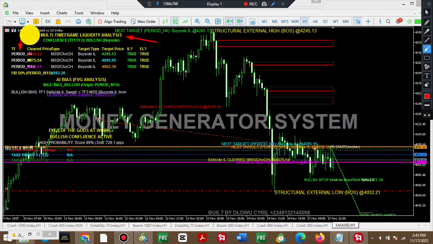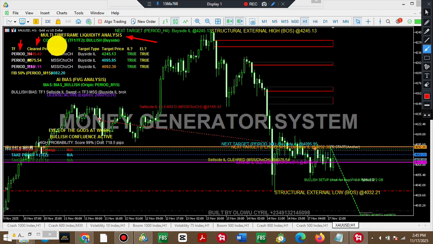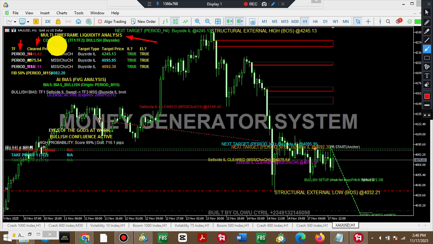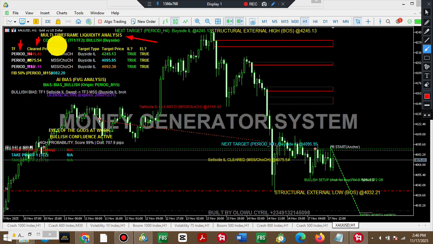Now, it has another part which states cleared price type. In liquidity, we have the buy side liquidity and then the sell side liquidity. So this software helps you to identify which liquidity has been taken out, at what level the liquidity was taken out, then whether that liquidity led to a shift in market structure, that is a market structure shift, or a change of character in market structure. And also, what is the next liquidity type we are targeting and what levels are there?